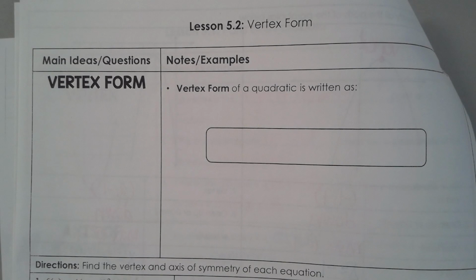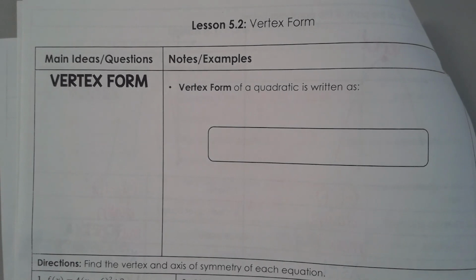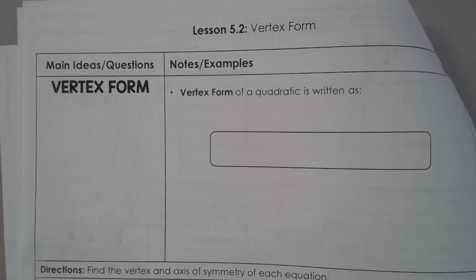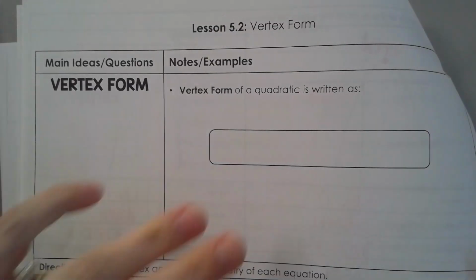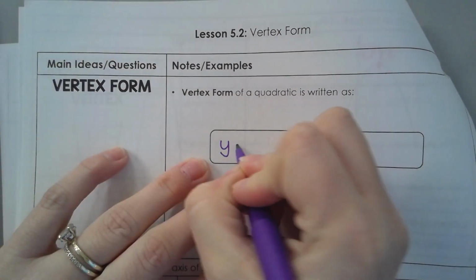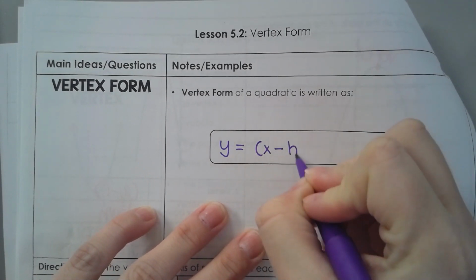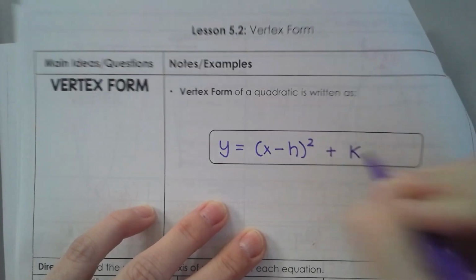Called vertex form. There are two main ways that we will write out quadratic equations. One of those being the vertex form. It's called that because just by looking at it, you can tell what the vertex is. Here's what it looks like. Y equals x minus h squared plus k.